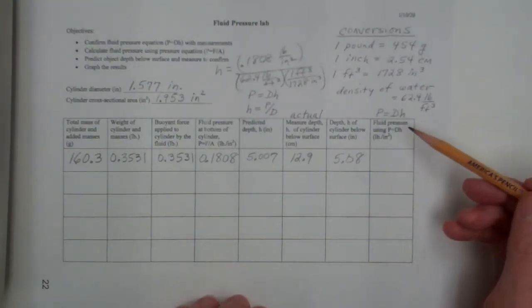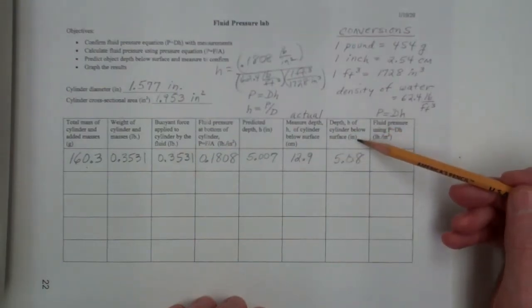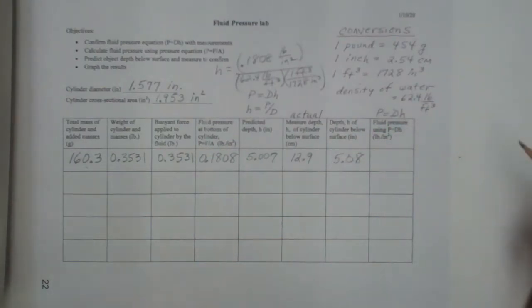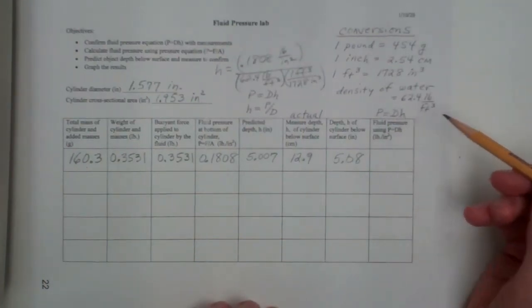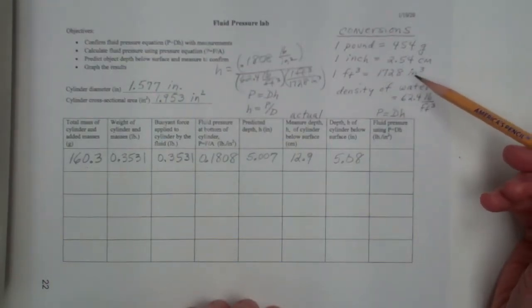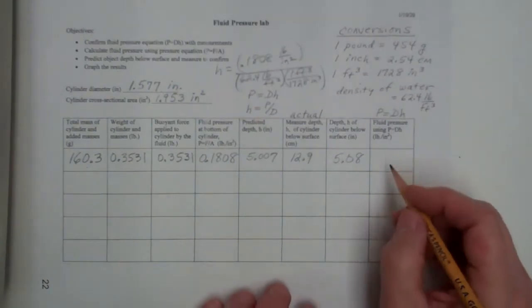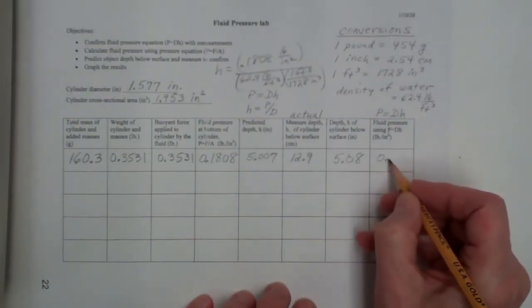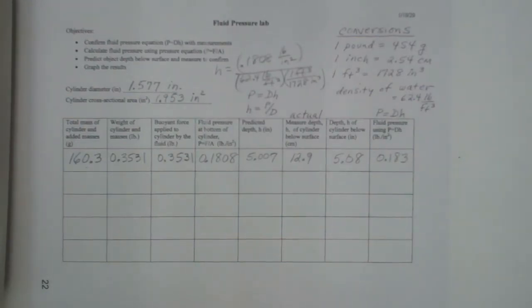And the last step here then is to calculate the actual fluid pressure. So this is the actual depth in centimeters and then in inches, and now we can calculate the actual fluid pressure using pressure as density times h, which is the depth. And then once again, as we did earlier, you'll have to include a conversion between cubic feet and cubic inches. If you do that calculation, you'll get 0.183 pounds per square inch for fluid pressure.